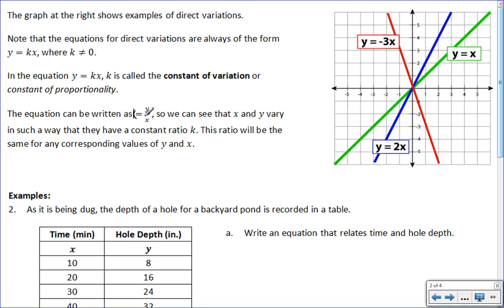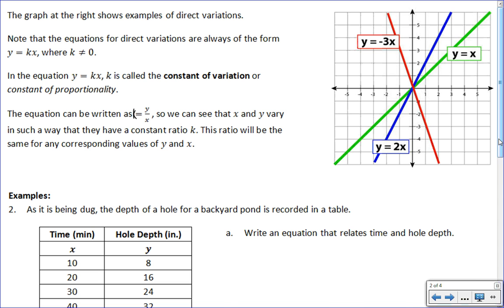So just rewriting it that way allows you to see that x and y vary in such a way that they have a constant ratio k. This says that no matter what y and x are, y divided by x will always equal k. This ratio will be the same for any corresponding values of y and x.